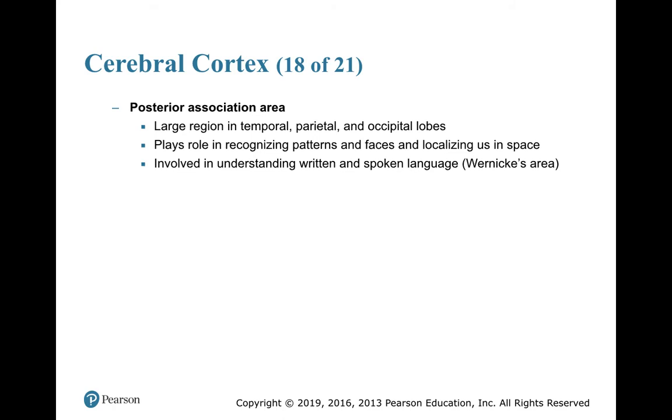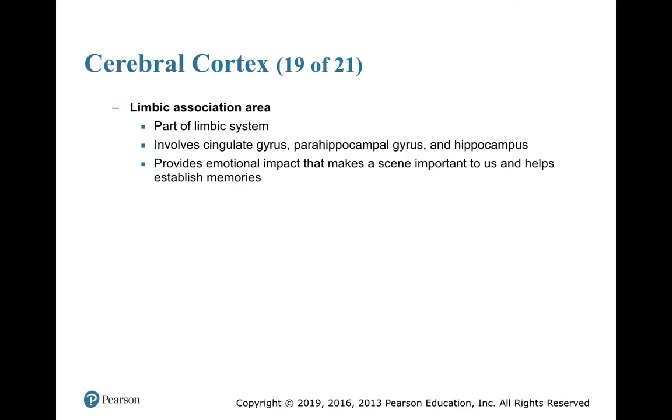Posterior association area is a large region in the temporal, parietal, and occipital lobes, plays a role in recognizing patterns and faces, as well as localizing us in space. It's also involved in understanding written and spoken language. In particular, there's an area there called Wernicke's area. The limbic association is part of the limbic system. It involves the cingulate gyrus, the parahippocampal gyrus, and the hippocampus, and it is going to provide emotional impacts. This is going to make a scene important to us, and this is very important in establishing memories.